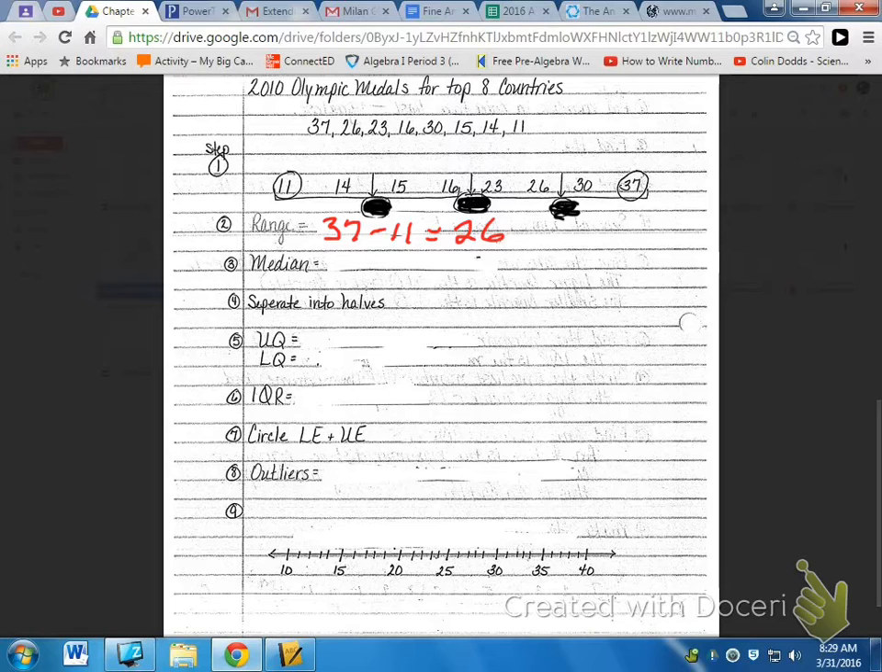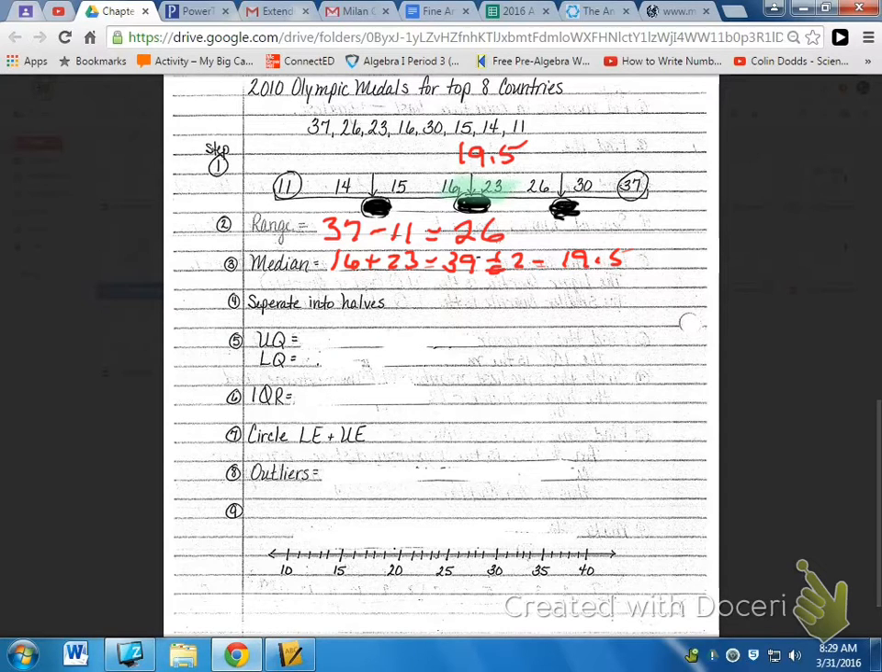There are 8 numbers, so that means there's not one median in the middle. It is really a combination of 16 and 23. So what I would have to do then is take 16 plus 23 and get 39. Take that divided by 2, and I would get 19.5. So my median is 19.5.